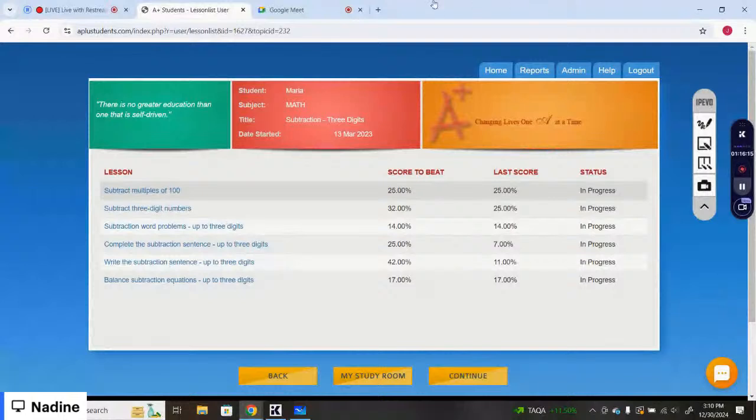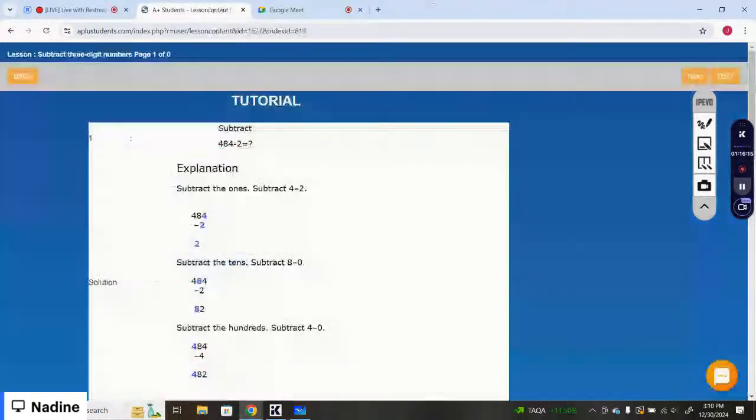That is subtract three digit numbers. Basically we have already covered the lesson subtracting one digit and two digits, so we know how to subtract, right? But now I have three digit numbers. Start with the first one, that is 484 minus 2. Just write them down one above the other. Start subtracting from the ones digit. 4 take away 2 is 2. So you need to keep the rest of the numbers as they are. So that is 482.